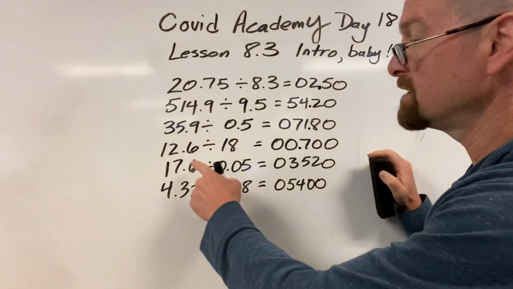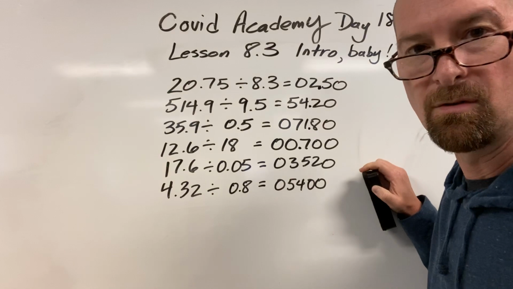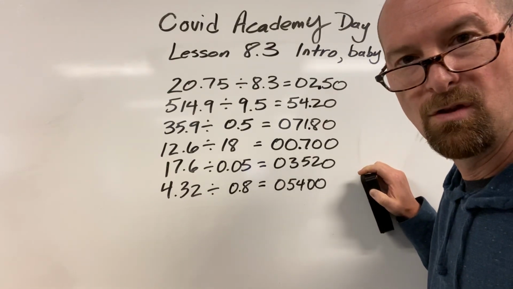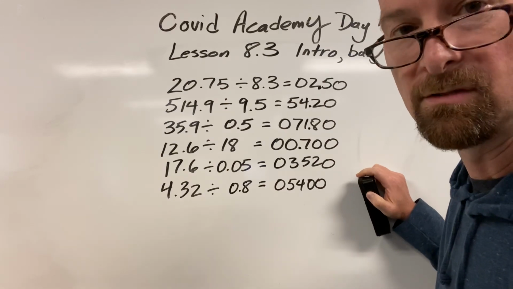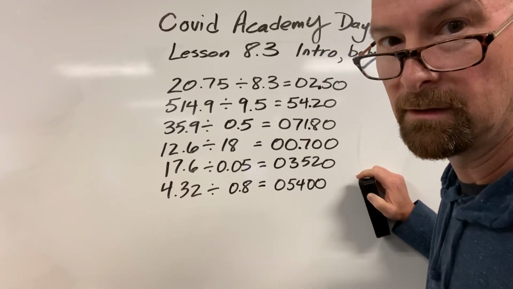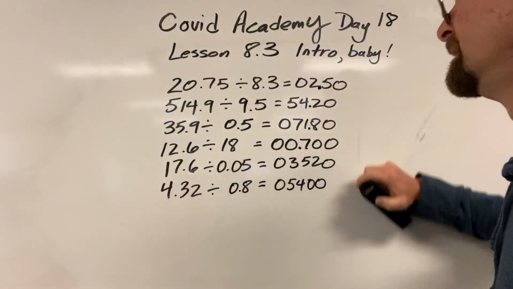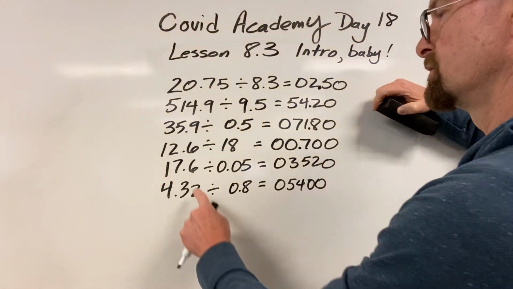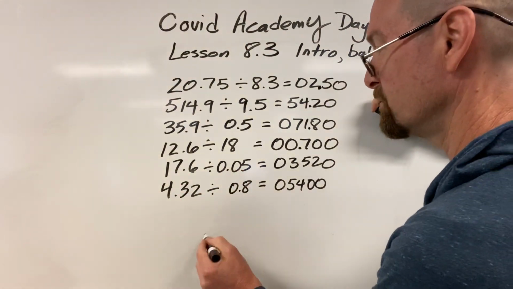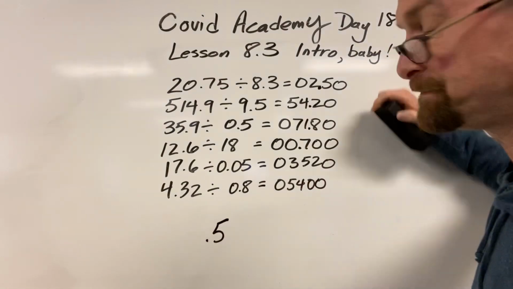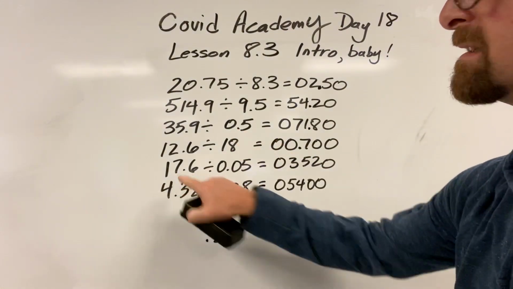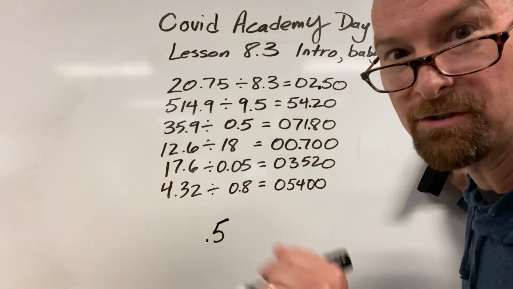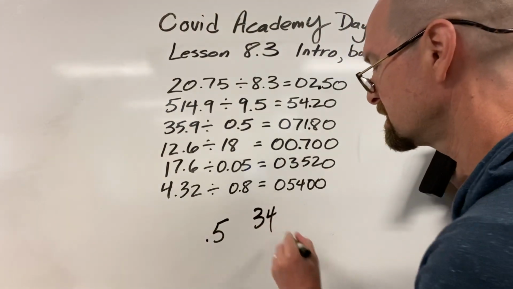Okay, 17.6 divided by 0.05. No one is ever going to really ask you to do this in life, but let's do it anyway. If it was 17 divided by 0.5, then we'd know, just from this one, that we double it. So let's double it. Double 17, and you get what? Yes, you're right, 34.